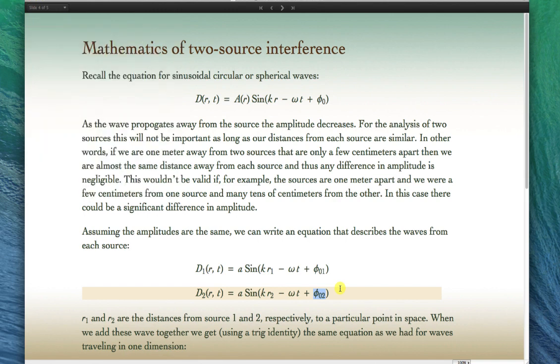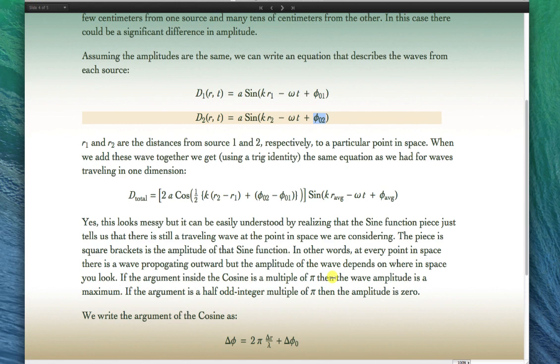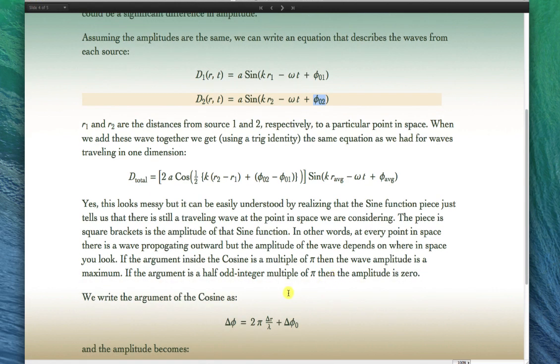So what we do then is we add these two waves together to get the total resultant wave. And we use a trig identity just like we did before for one-dimensional interference. And we come up with this cosine thing in square brackets, and then we have the sine function multiplying that. The sine function is simply a traveling wave, sine of k times the distance minus omega t plus some angle. That's just the equation for a sinusoidal traveling wave.